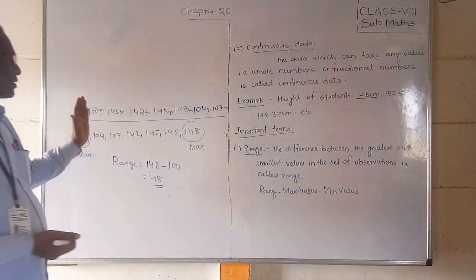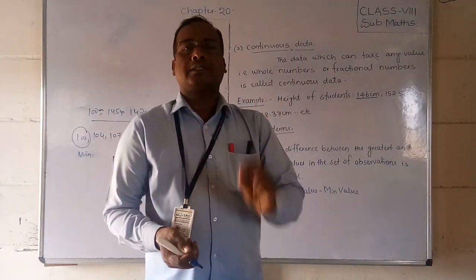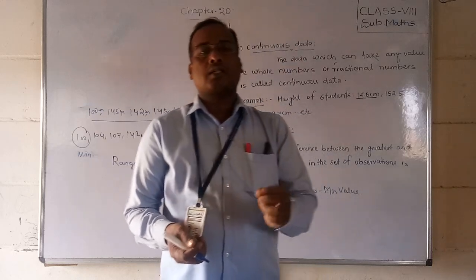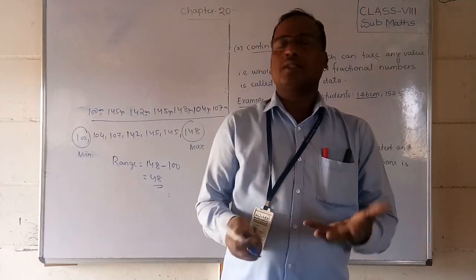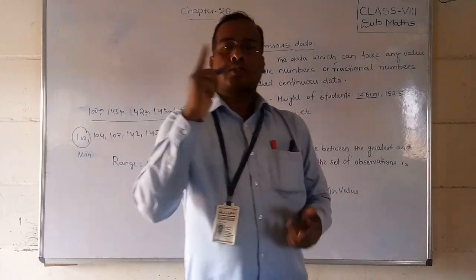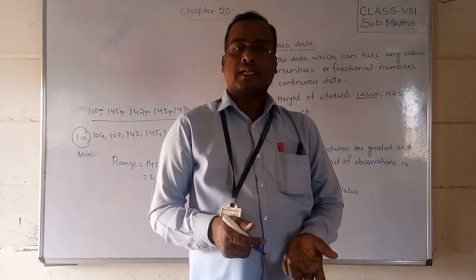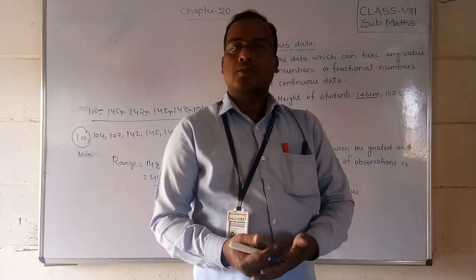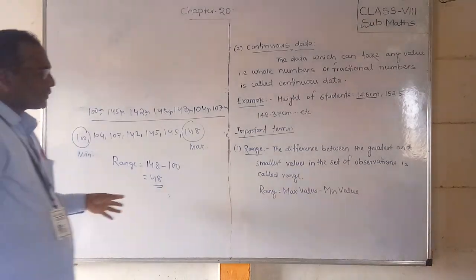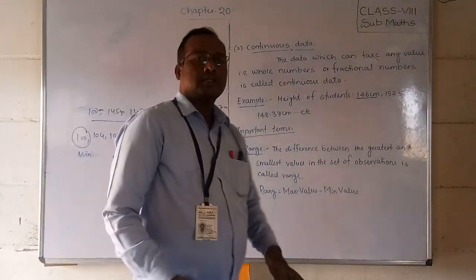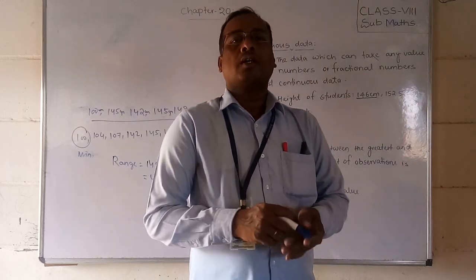Did you understand, students? Whatever data is given to you, you should write it in ascending order and find the smallest value, the minimum. If you can find it without writing in ascending order, that is fine too. Find the minimum value and the maximum value, then find their difference, and whatever you get is called the range. Now you understand what discrete data, continuous data, and range are.